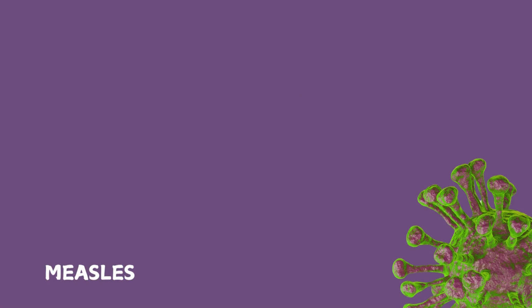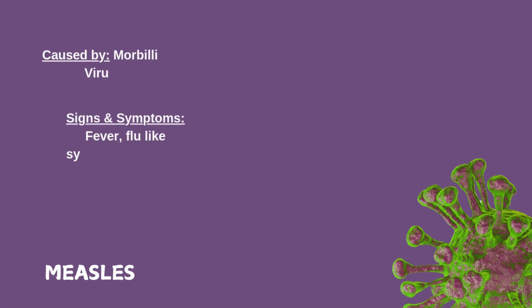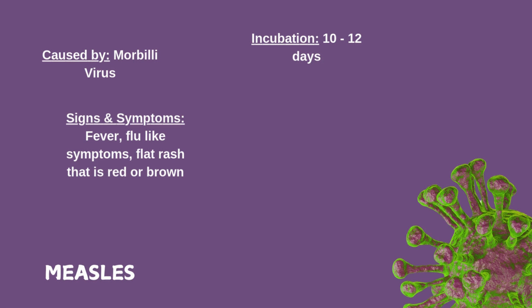Measles is another disease that is not seen as much in the United States after the introduction of the MMR vaccine. Measles is spread through a virus. The signs and symptoms include a high fever, flu-like symptoms, with a flat rash that is red to slightly brown starting on the face and chest. The average incubation period is 10-12 days.